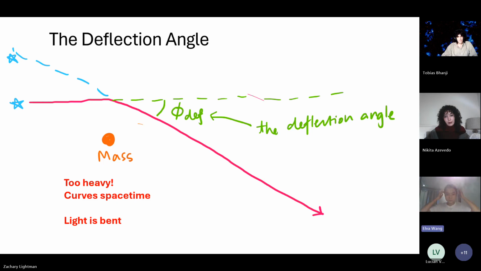Oh, hi guys, I'm Elva. Just to check, can you hear me? Okay. I'm going to talk about the deflection angle. As Anthony explained, gravitational lensing occurs when light is bent by a massive object. The deflection angle is just the angle by which the light is bent.